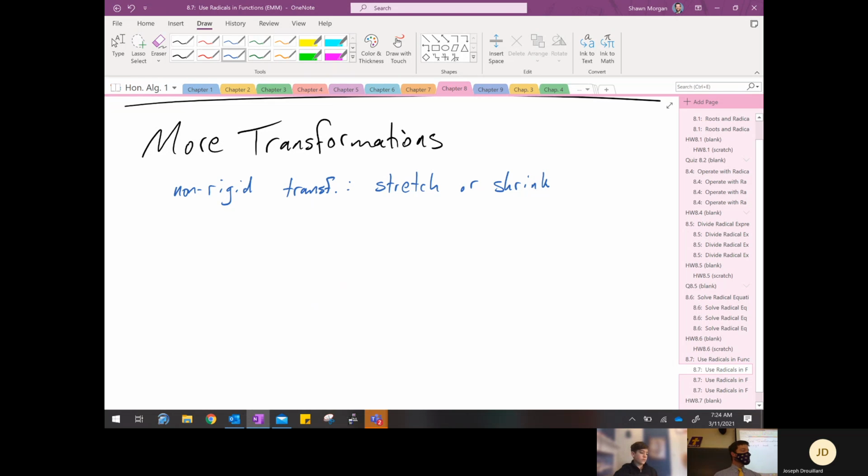Okay, so the idea of compression is that we're going to take a shape and we're going to shrink it down. The way that we stretch or shrink is by multiplying, not by a negative, but by multiplying by a scale factor. Okay, now what do I mean by scale factor?